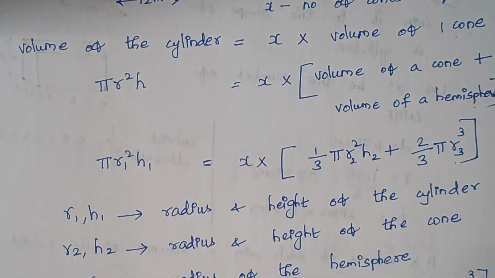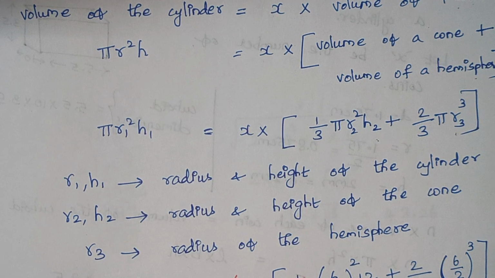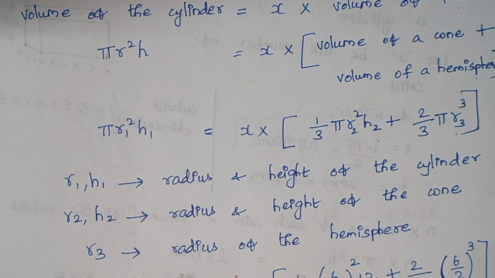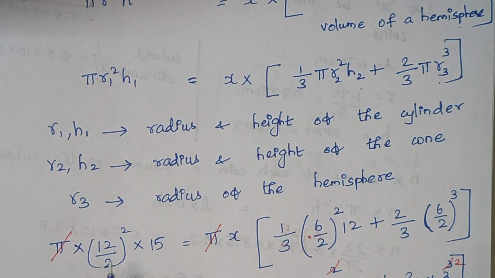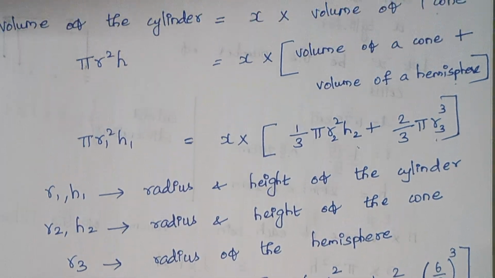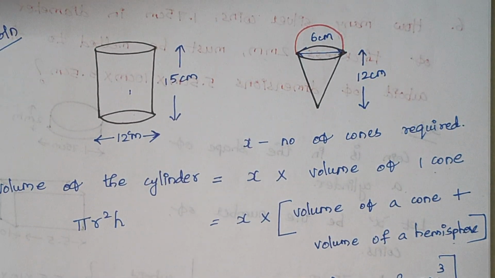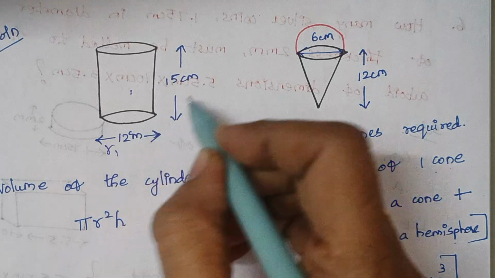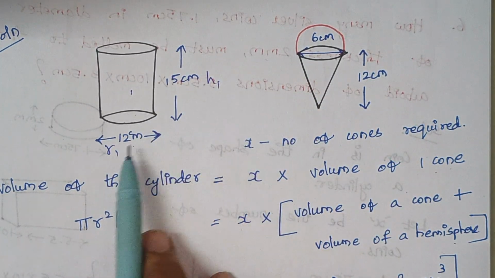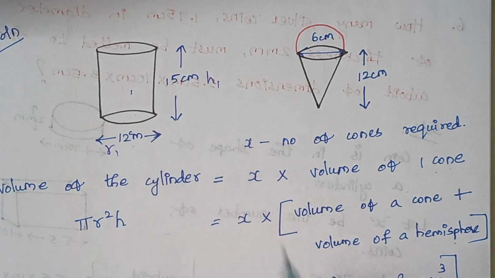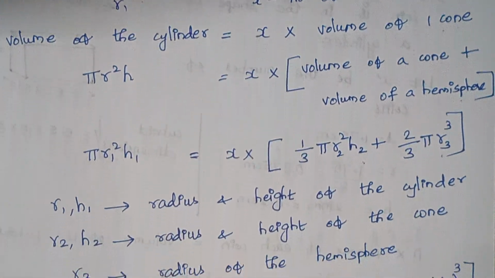Now just substitute the values. So here you see I had made a statement. R1 h1 is the radius and height of cylinder, R2 h2 radius and height of cone, and R3 is the radius of the hemisphere. Now just substitute the values. So pi into the value of R1. So what is the value of R1? You see here, this is your R1 and this is your H1. So R1 is 12, not 12. Here the diameter is 12. Therefore R1 is 12 by 2.